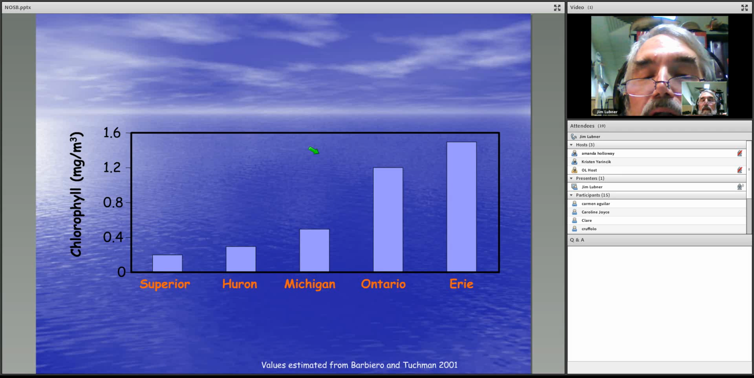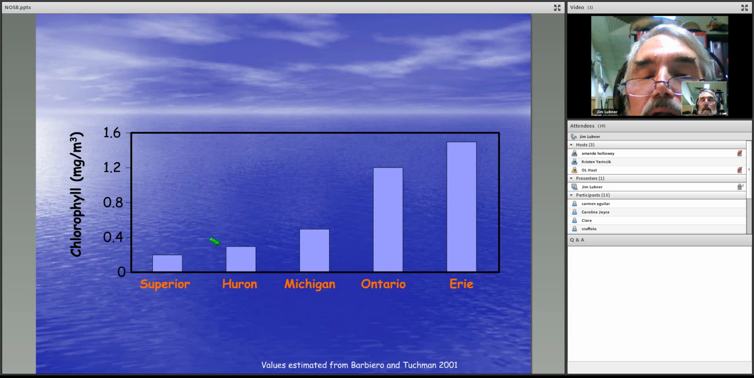Chlorophyll, which is an indication of algal production. You can see that, again, from Superior with little impact of human population, right on down through the smallest lakes. You can see the impact of some of the things that go on along the shoreline, increasing plant or algal production in those bodies of water.